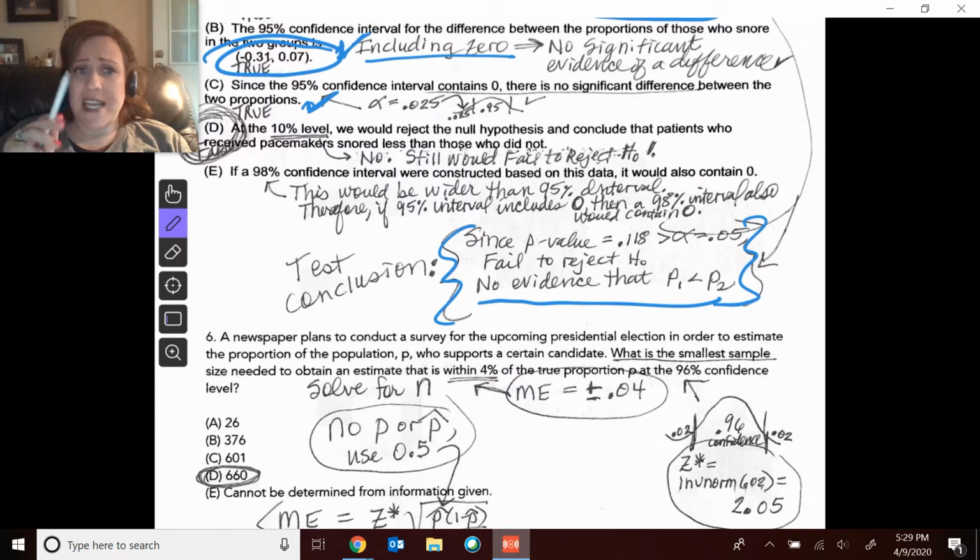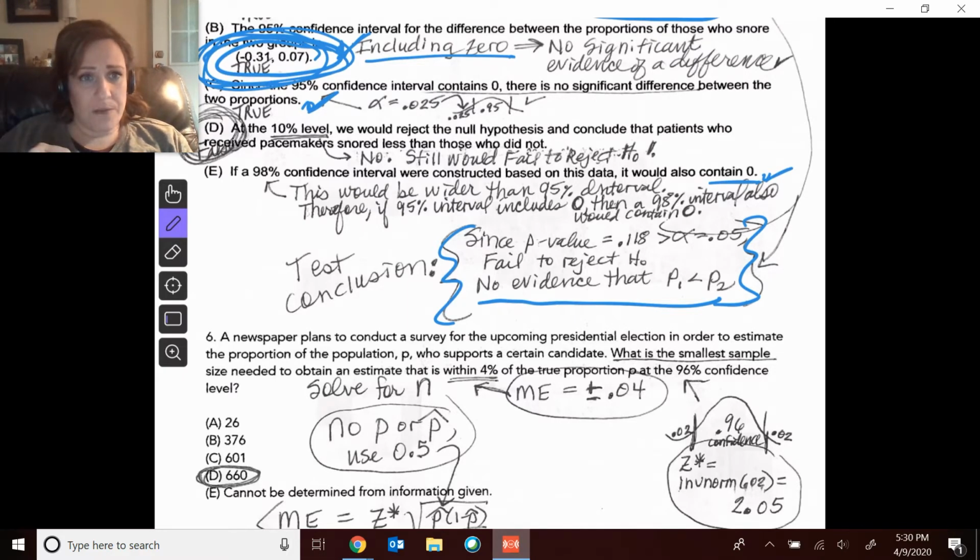But E says if 98% were used instead of 95. So let's think about that. 98 is going to be wider than your 95% interval. Okay, so a wider interval, if you're thinking about this interval they made up here, 98 would be even wider. So it would still include 0. So you're going to still have a situation where 0 is still in there. So this is going to also be true.